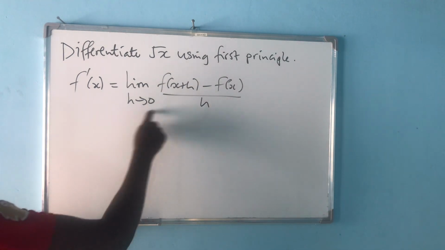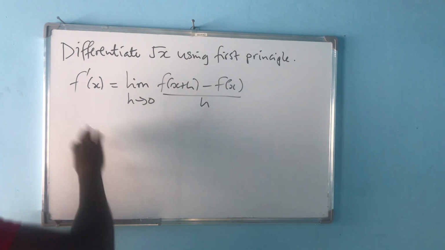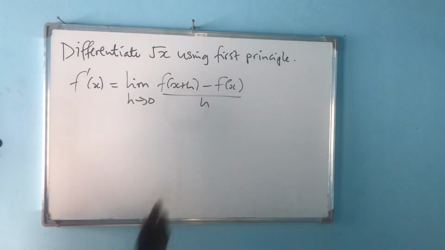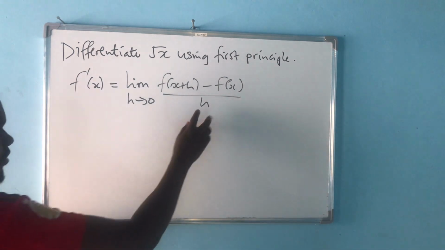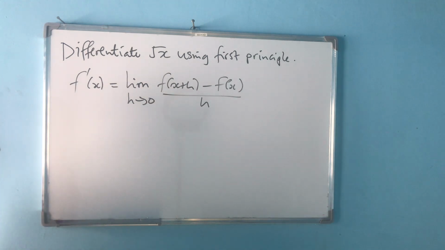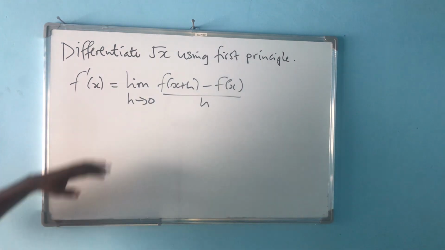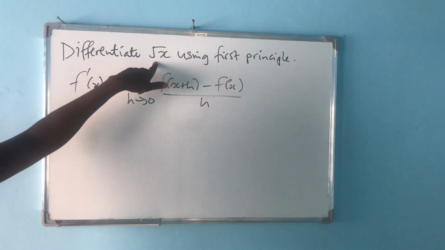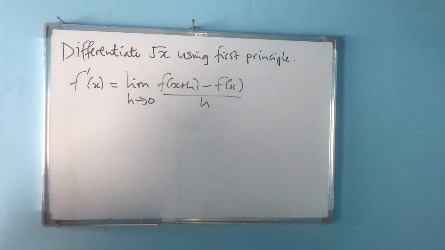So we know that h is approaching 0. As we are solving, we have an idea that this h is approaching 0, but it can never be 0 because we cannot divide by 0. So how do we use this formula to find the derivative of the square root of x? Here's what we're going to do.